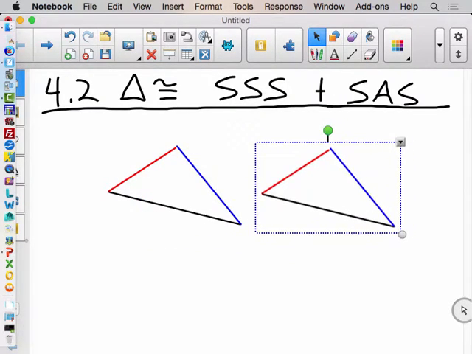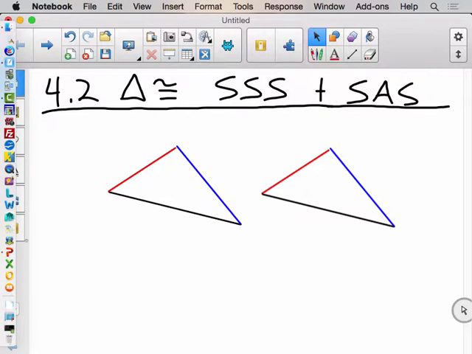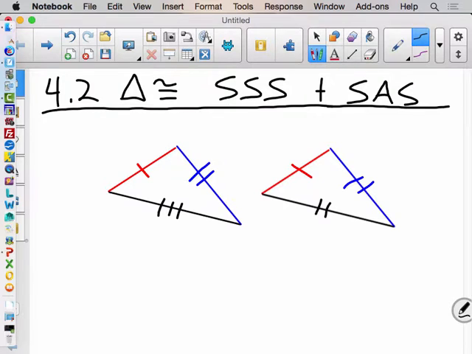All right, so now I copied this, and basically the side, side, side is simple. If I can prove that all three sides are congruent, in other words, we know that this is congruent to this, this is congruent to this side, and lastly this is congruent to this side, then the two triangles are the same. Let's label this. We'll call this A, B, C, and this D, E, F.